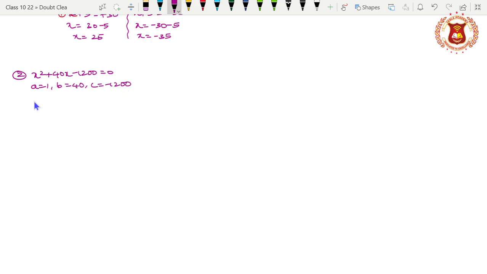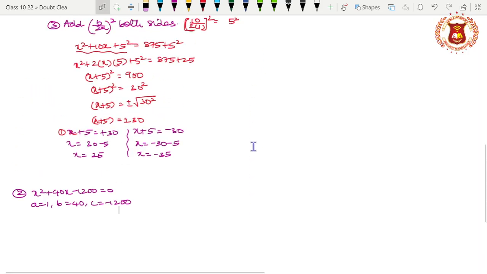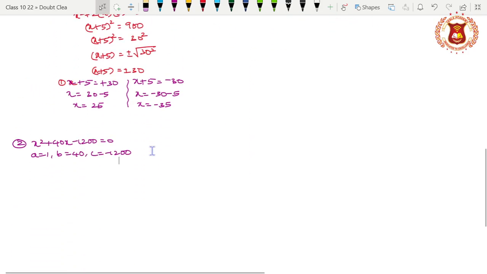The first step is what here? The first step is to bring the c term to RHS. Therefore, x square plus 40x is equal to 1200. Bring the c term to RHS, right? First step.